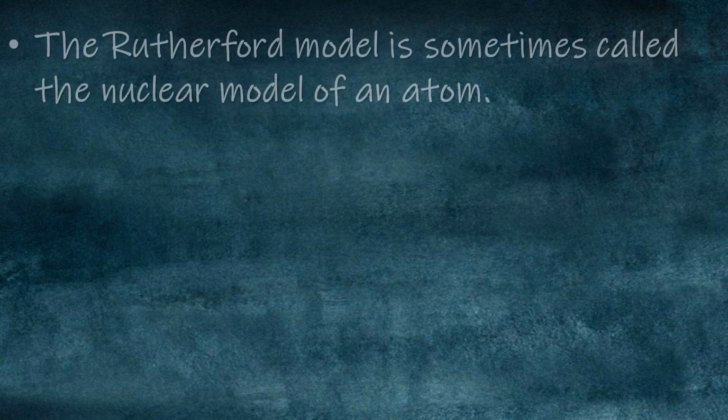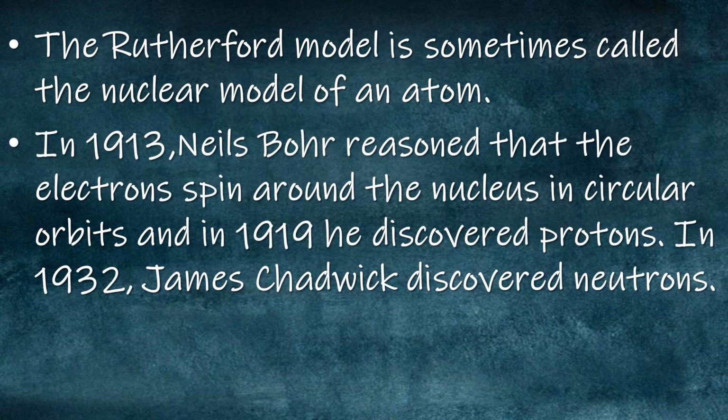Some little history we're covering. So the Rutherford model is sometimes called the nuclear model of an atom because he discovered the nucleus. Then in 1913 Niels Bohr reasoned that the electrons spin around the nucleus in circular orbits, and in 1919 he discovered protons. And in 1932, James Chadwick discovered neutrons.